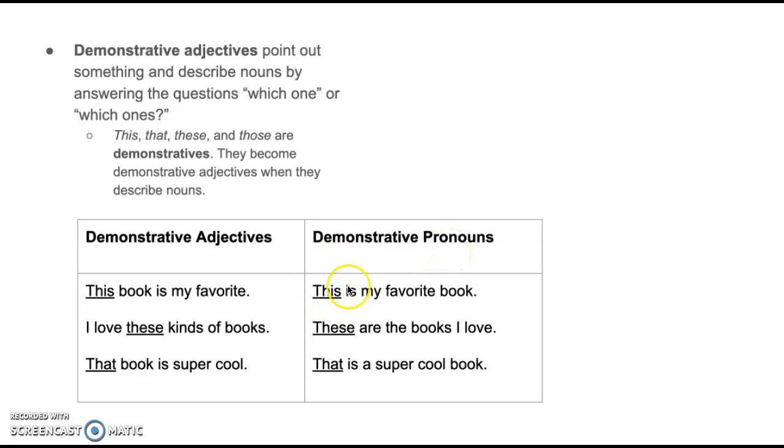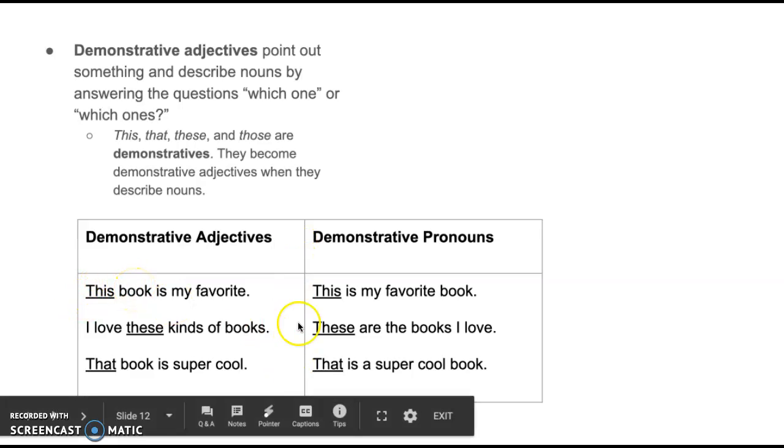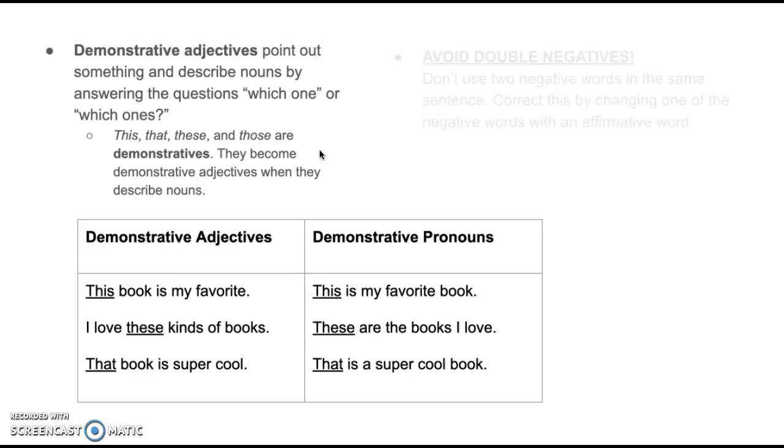This is my favorite book. This is the subject, whereas this book is my favorite. Book is the subject, and this merely describes book. See the difference? Write that chart in your notes.